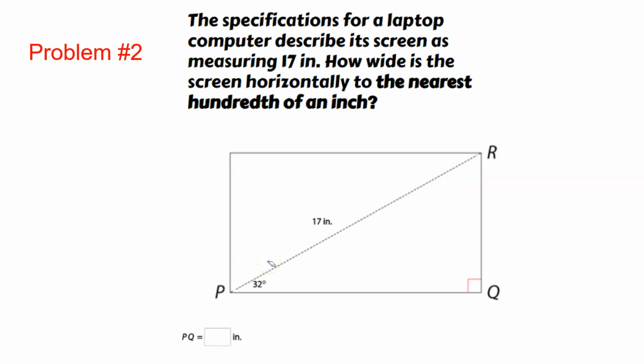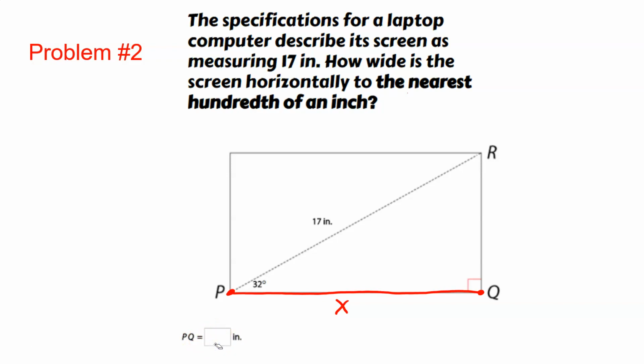It says, how wide is the screen horizontally? So we're worried about from P to Q. Horizontally, that's the side that I'm worried about. And I want to know that to the nearest hundredth of an inch. All right, so hundredth of an inch, that's two spaces after the decimal. So I will round that at the very end here. But our job is to find how wide this screen is. So I'm going to go ahead and place x there. That is my unknown, the distance from P to Q. I want to figure out how many inches that is going to be.